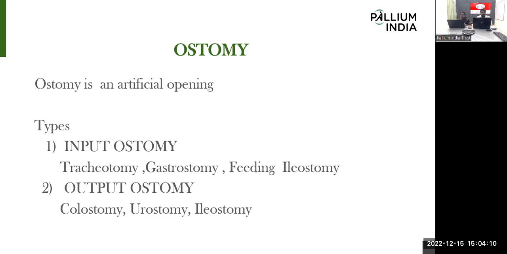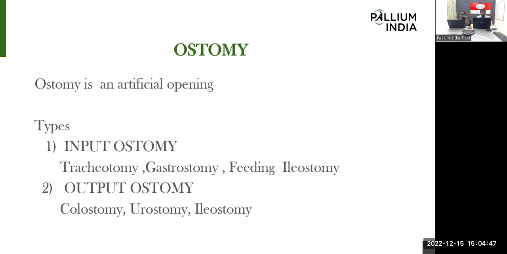Input ostomy means, as the word meaning says, for the input purpose. So anything that needs to be given to the inside of the body, we mainly use the input ostomy. Example, tracheostomy. Tracheostomy means making an ostomy in the tracheal area for the purpose of receiving air from outside to the patient's body. Other examples are gastrostomy or feeding ileostomy for the feeding purpose also. Making an ostomy, we give the feeding content into the body. It's the input ostomy.